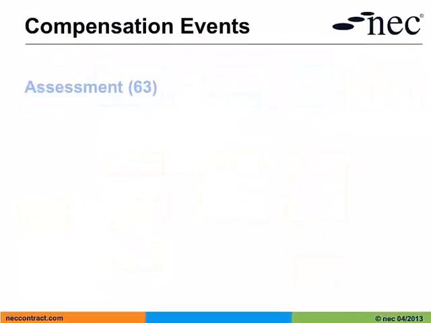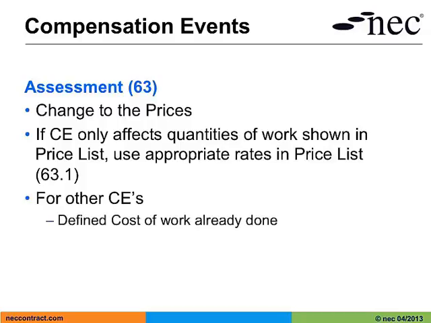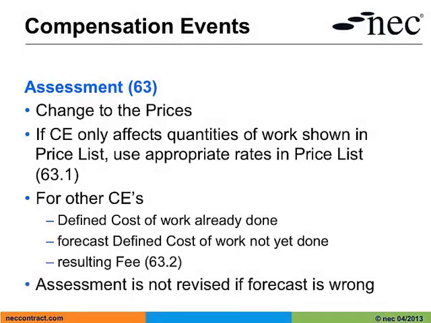Compensation event assessments. Compensation events are assessed as changes to the prices. If a compensation event only affects quantities of work shown in the price list, we can use appropriate rates in the price list. However, for all other compensation events, we use defined cost of work already done, forecast defined cost of work not yet done, and the resulting fee. Once we have made an assessment, it is not revised if a forecast is later shown to be wrong.